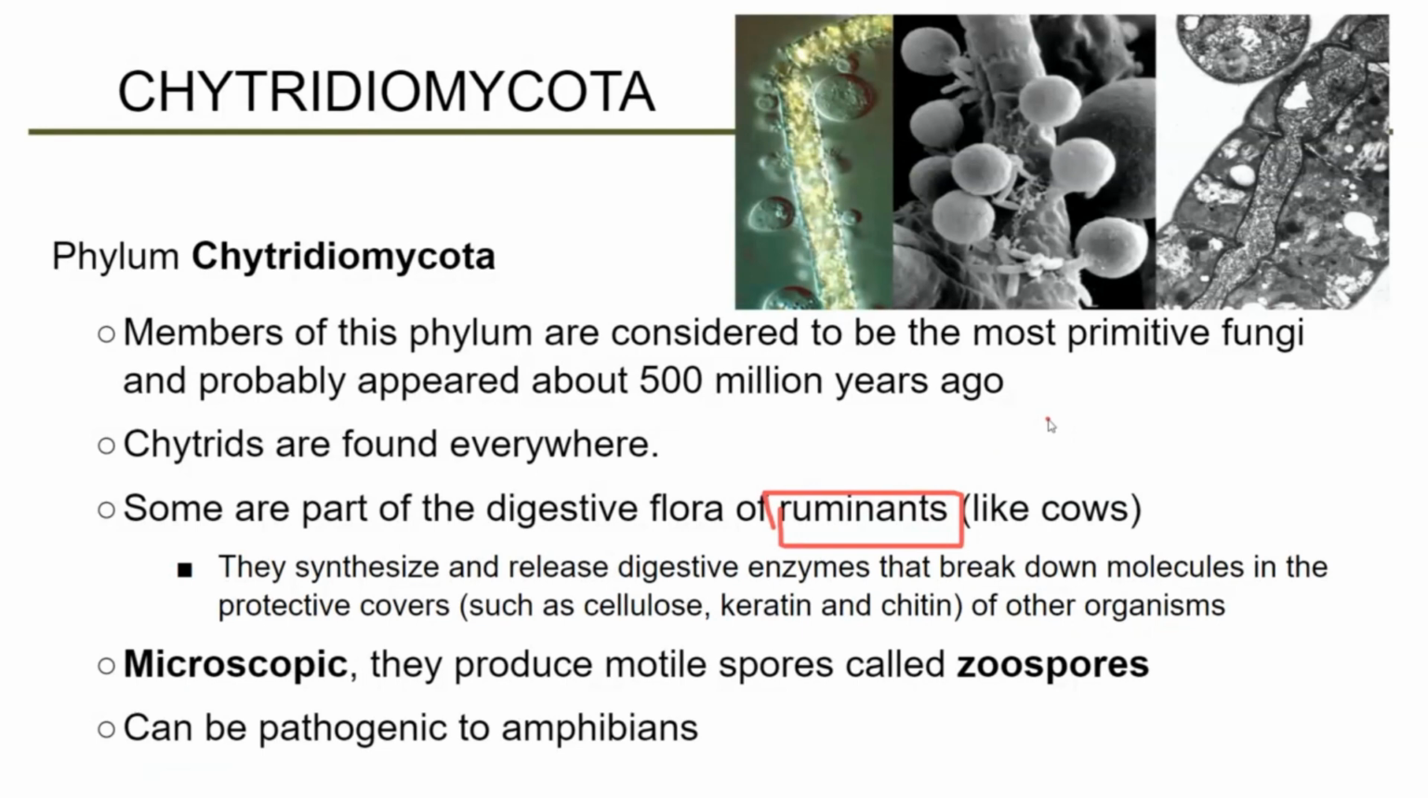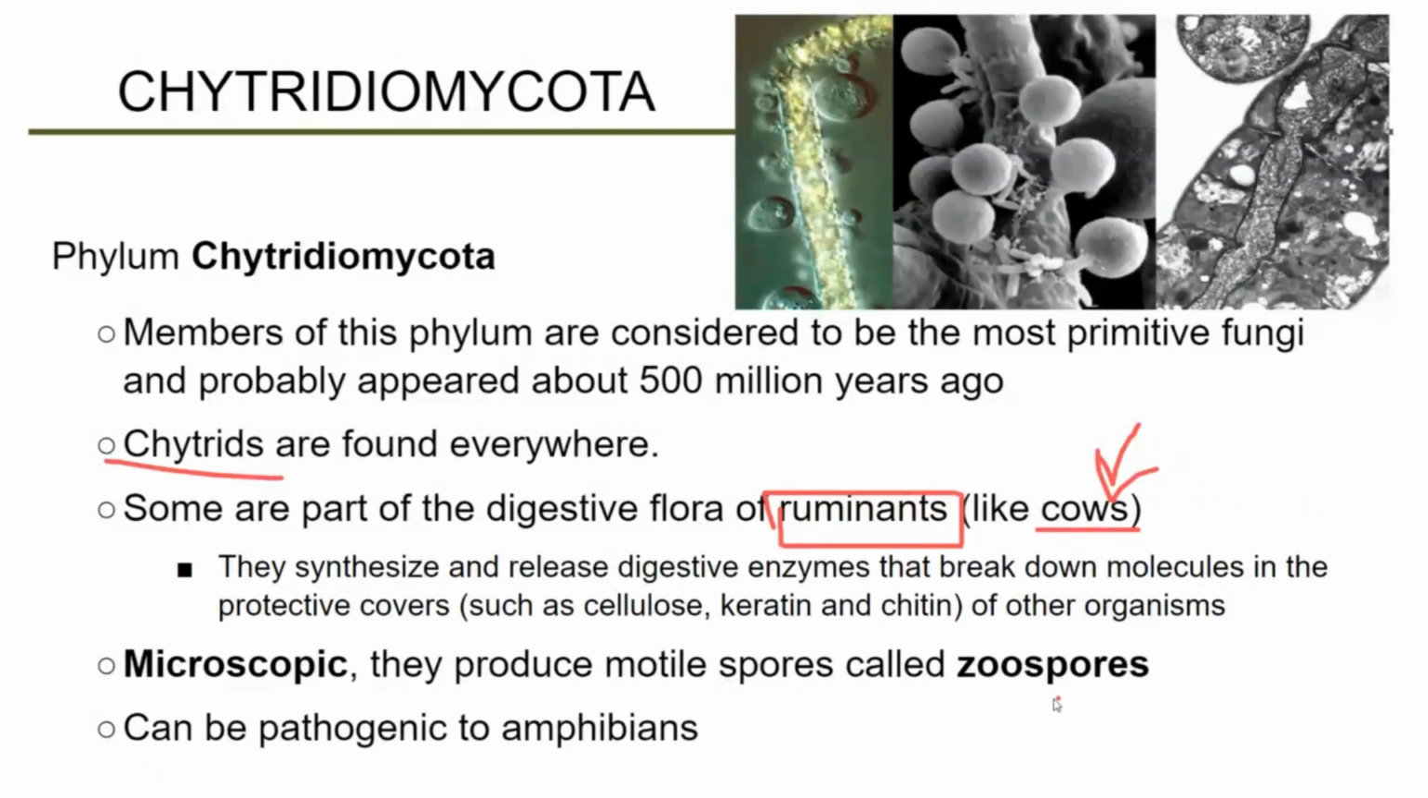digesting it. Now, this is a really great relationship for these larger organisms because not many organisms are capable of digesting things like cellulose, and cows mainly eat grass, which is mainly made up of cellulose. So these citrids are going to release digestive enzymes to help break down the cellulose, and then the cow can digest that broken down material.